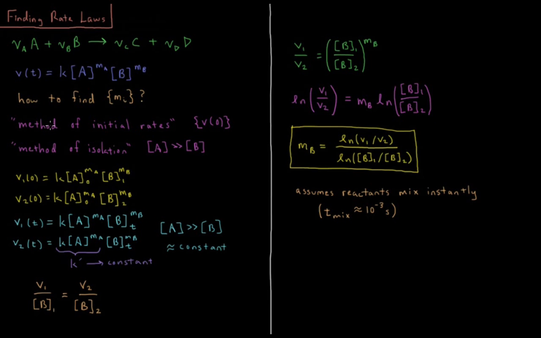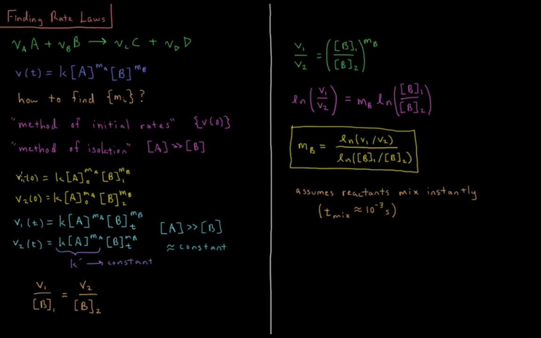Okay, so there's two main methods, among others, that we can use to find these rates. One is called the method of initial rates, where we look at the initial rate, so the v at t equals 0. Another would be called the method of isolation, where we take one reactant and we overwhelm or saturate the system with it such that its concentration doesn't change over time.